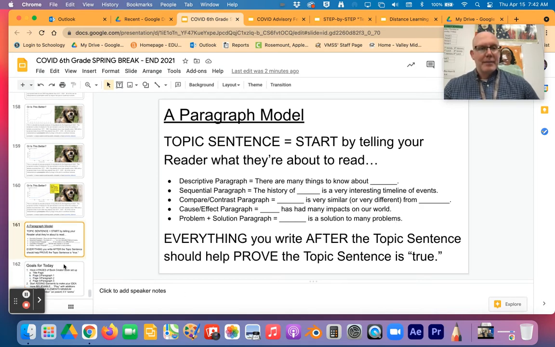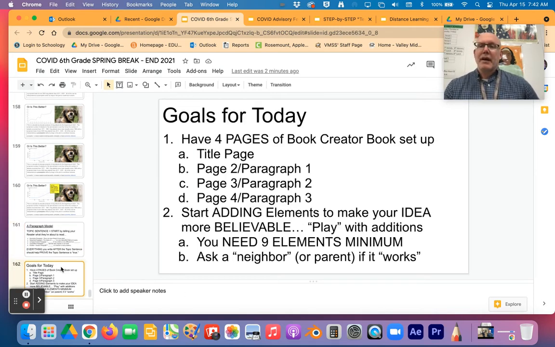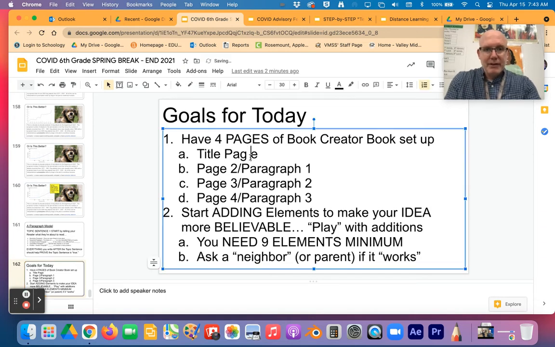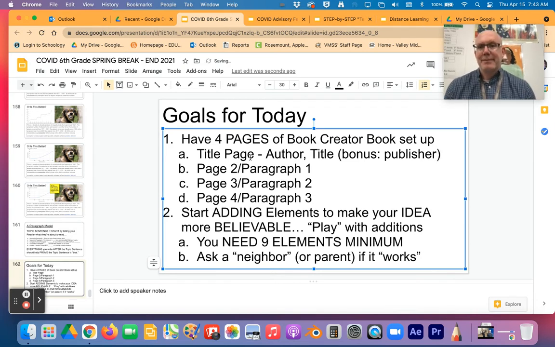Lastly, goals for today. At the very minimum, you need four pages of Book Creator setup. Title page. And guess what a title page needs? Watch. You need your author. You need a title. And as a bonus, you could make up a publisher. That'd be kind of fun, right?